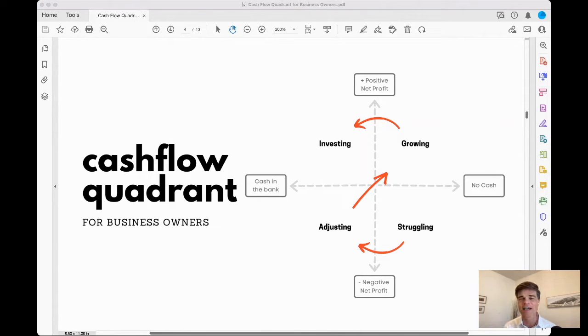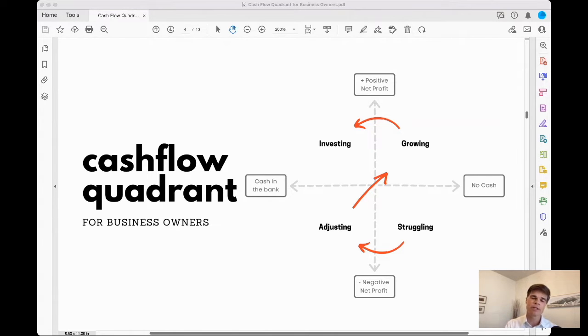On the vertical axis, on the top, it says positive net profit, and on the bottom, it says negative net profits. If you can imagine 4 squares, in the bottom right-hand corner, it says struggling. So if you have no cash and negative net profit, you are a struggling business or potentially startup. To the left of that would be you have cash in the bank, but you have negative net profit, which means your business is probably adjusting or downsizing or trying to sort itself out right now because it is running itself at a loss and it's chewing up all of the capital it has in the bank, or all the cash it has in the bank.